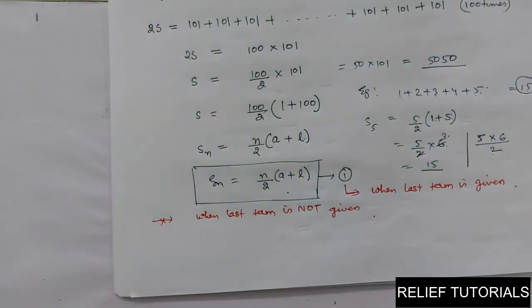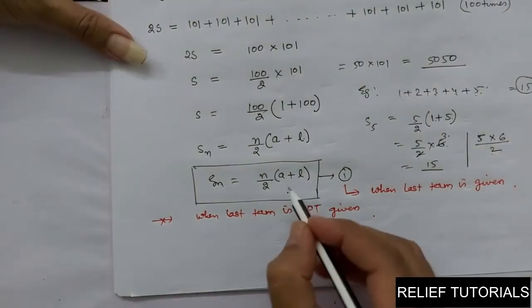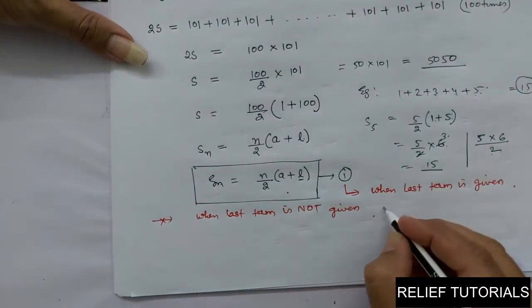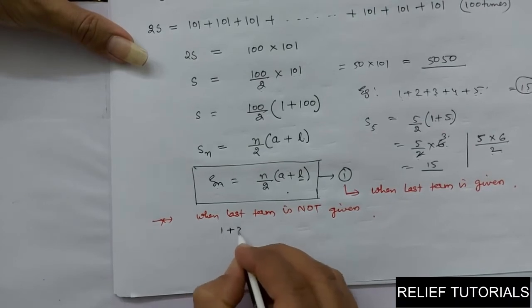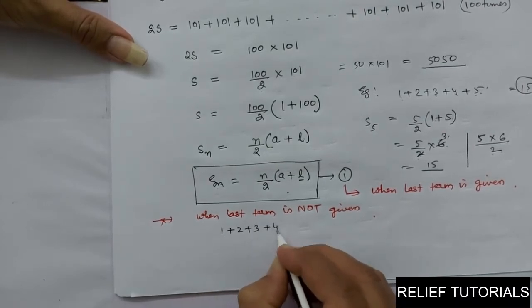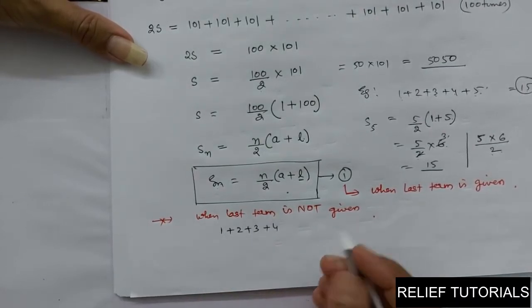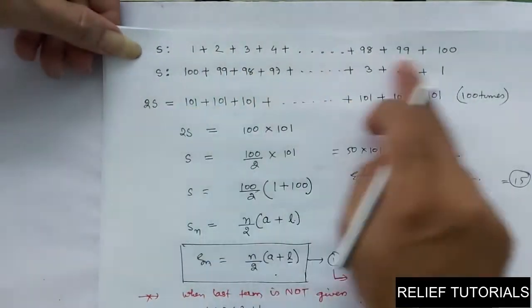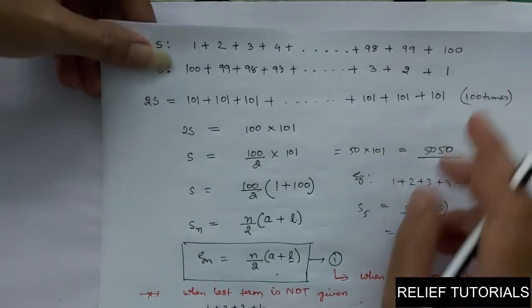So what will you do when the last term is not given? When the last term is not given, how do we find the sum? We don't know what the last term is. For example, see, 1 plus 2 plus 3 plus 4. Any sequence, any progression, because this itself is an arithmetic progression, this itself is in AP. So any series where the last term is not given.